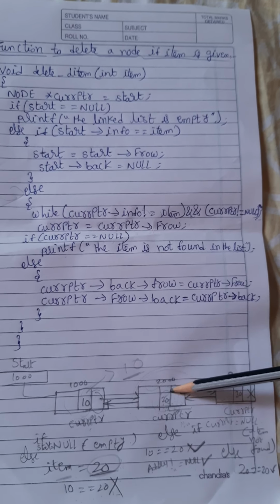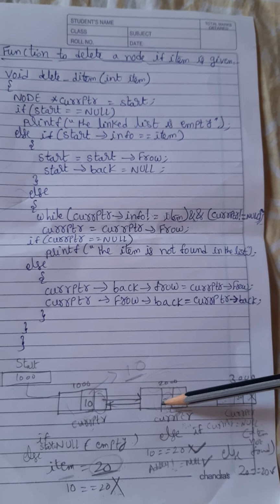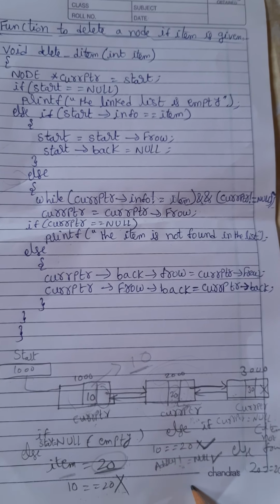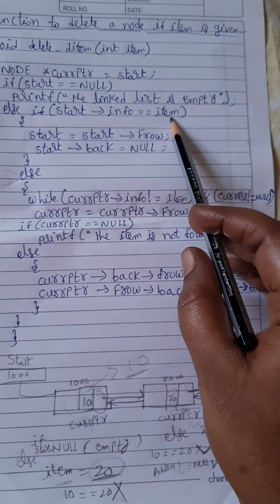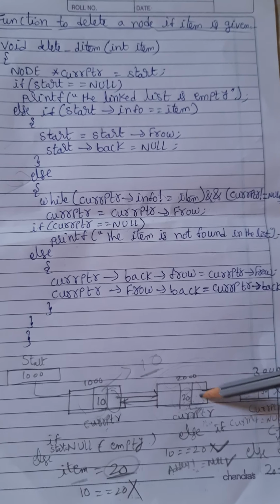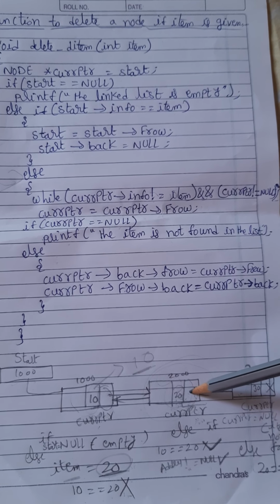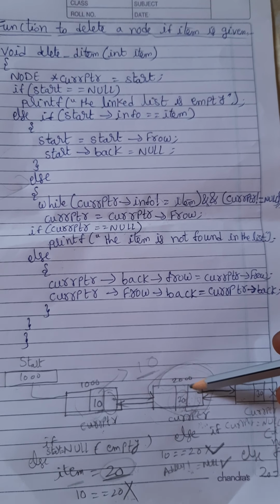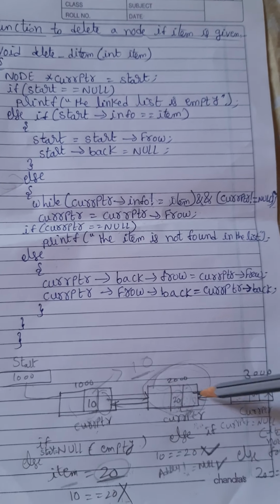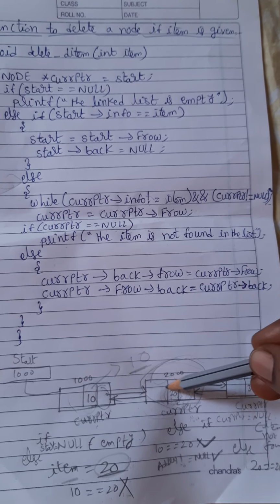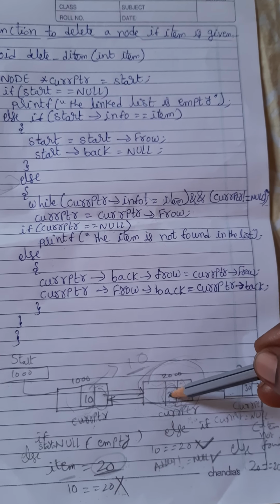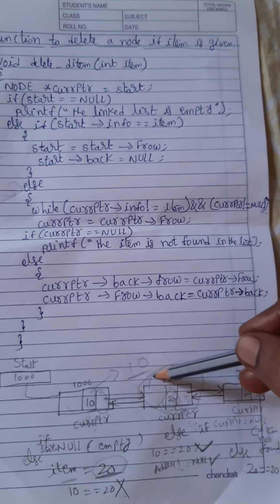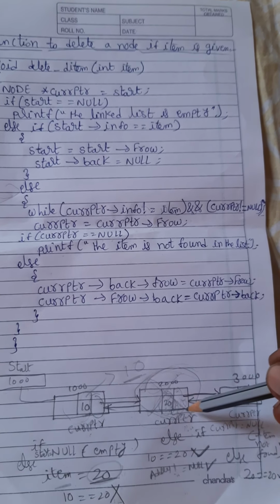Otherwise, else, if it contains the item, if it is not null, it is going to compare again. 20 equal to 20, the item we have given is 20, and the current pointer element we also check. 20 equal to 20, this is correct. This node will get deleted. Why? Because we have entered the item as 20, and the info part also contains the item 20. Both are equal. This node itself will get deleted.